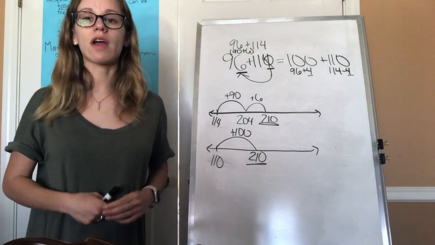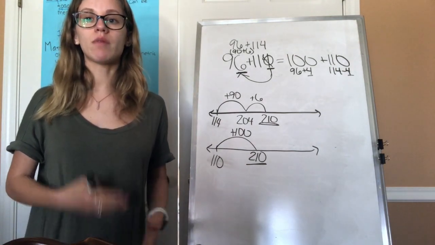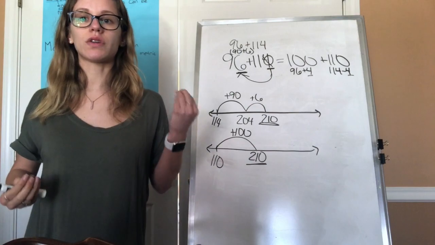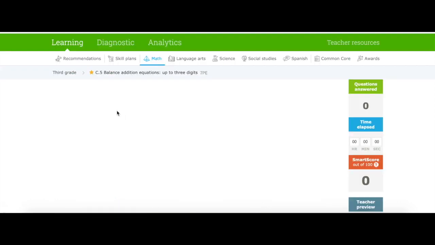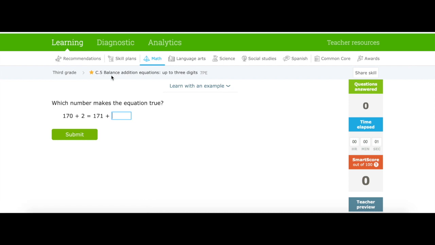So let's take a look at your have-to today, which is also working on balancing your equations and making sure that they're the same on both sides. Your have-to today is to work on IXL on balance addition equations up to 3 digits for at least 30 minutes or until you get a SMART score of 80%. That IXL skill is C.5, balance addition equations up to 3 digits.